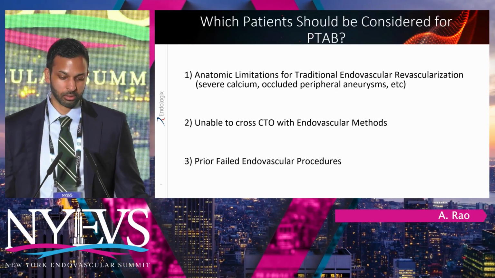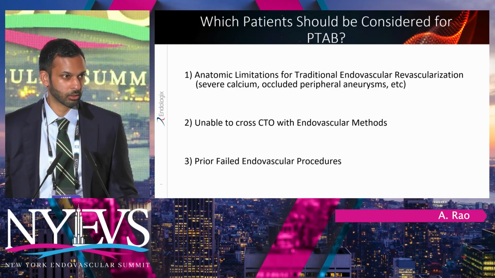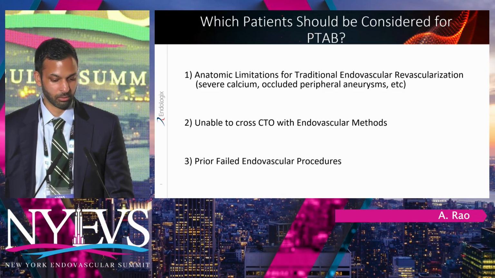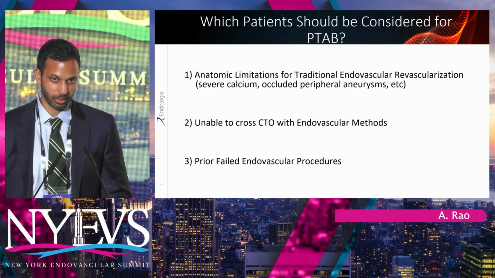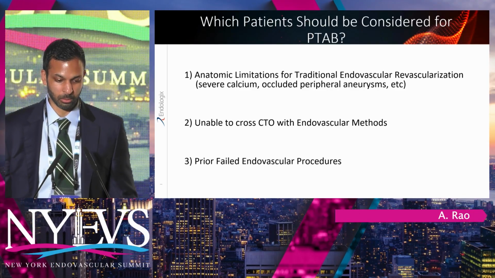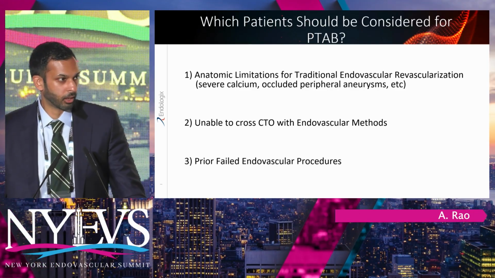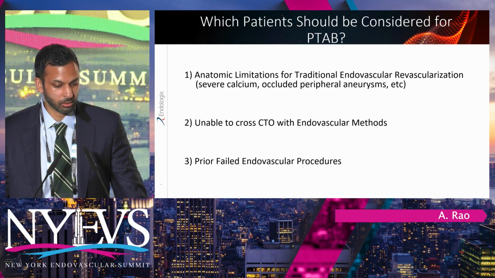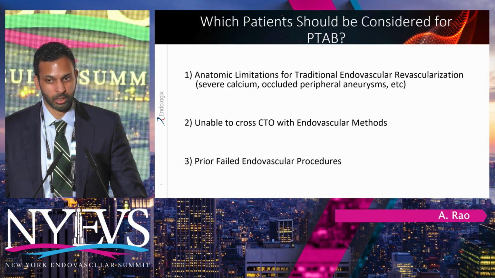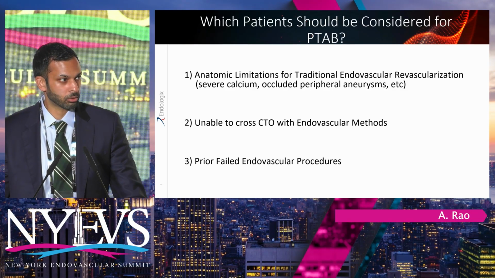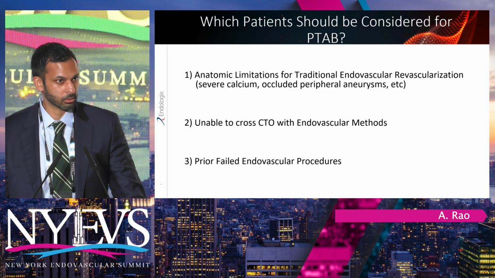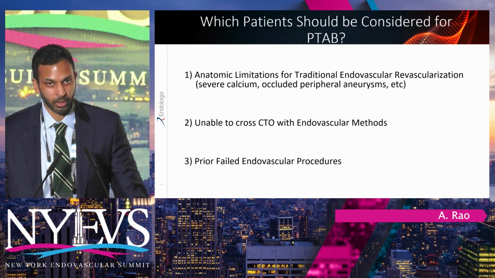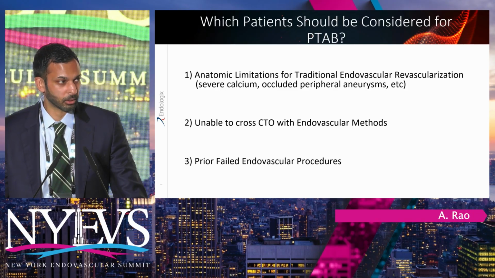So the first thing is, you're traditionally taught when you're approaching patients with PAD, it's either conservative, endovascular, or open surgery. And PTAB is a mix of a little bit of both of that. So how do you fit that in your algorithm? Well, for me, in terms of endovascular, some patients where I may choose not to do a traditional endovascular revascularization in the native vessel, I may choose a PTAB, number one, if they have some anatomic limitations.